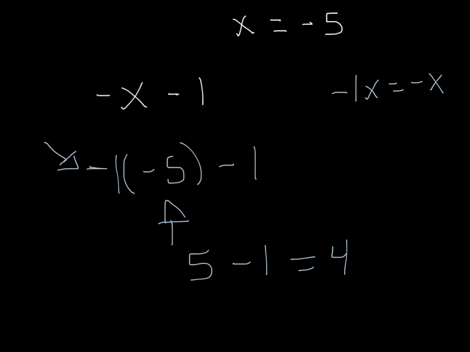To make it as simple as possible, if you're inserting a negative number in the spot of a negative x, you don't just get rid of a negative. Include both of them and then move on from there.